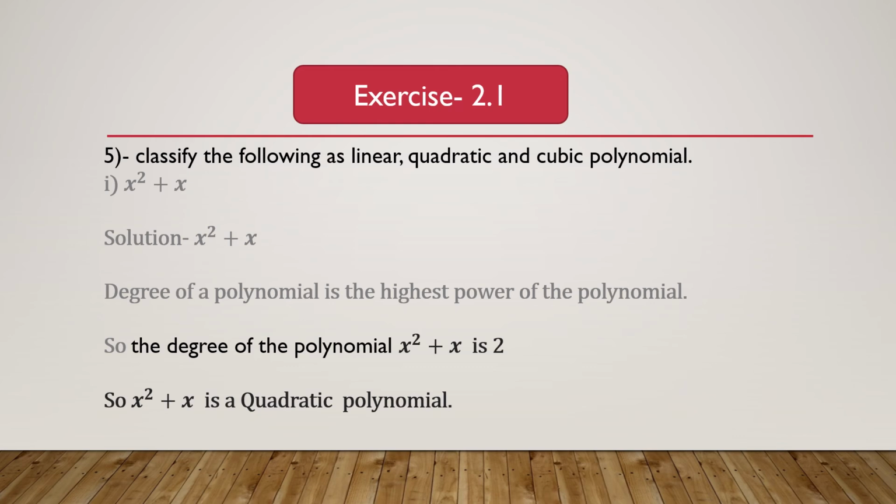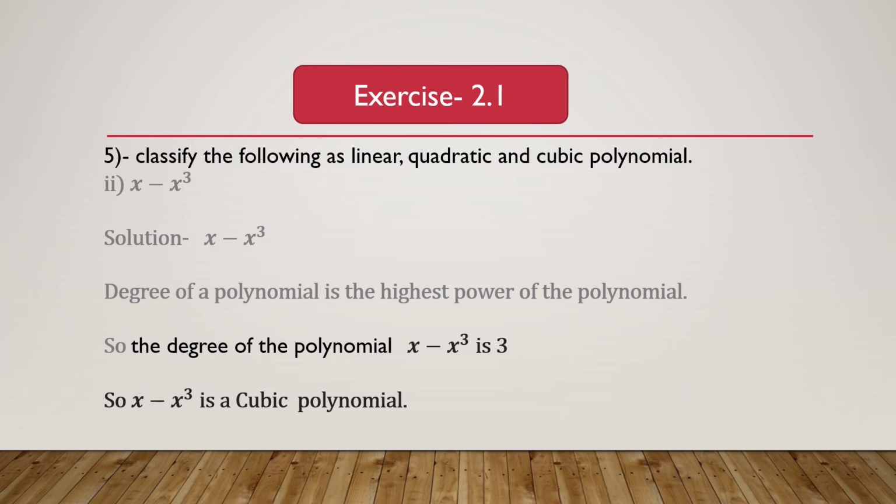For x square plus x, the degree of this polynomial, that is the highest power, is 2, x square. So this is a quadratic polynomial. As its degree is 2, x square plus x is a quadratic polynomial.